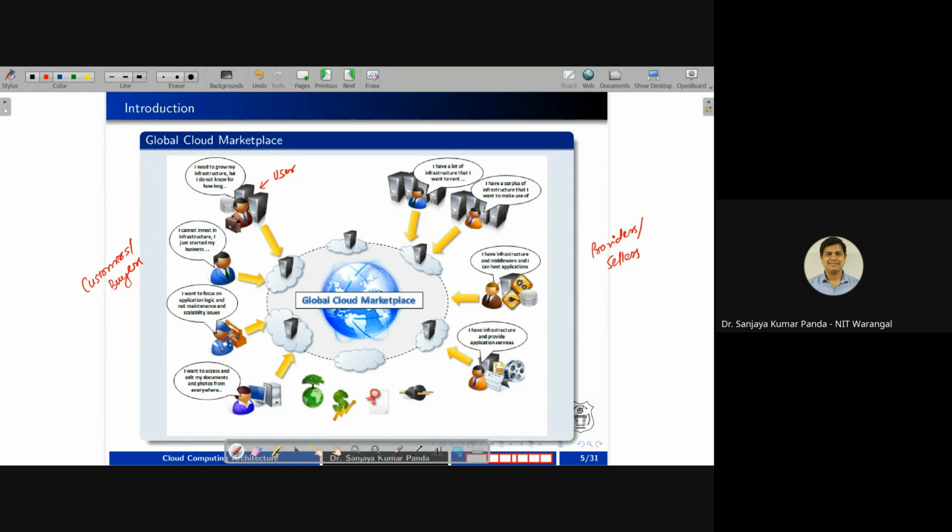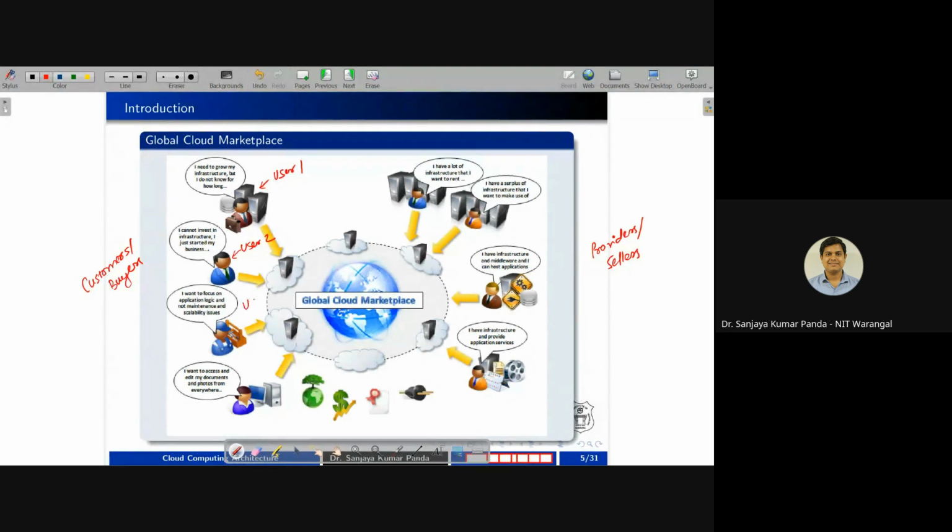Similarly, if you talk about the second user, I can say this is user one, this is user two. User two is saying, I cannot invest in the infrastructure. I just started my business. Whenever we start a new business or startup, we have scarcity of budget. We don't have sufficient money, right? So we cannot purchase the infrastructure. If somebody asks you to purchase a server of 10 lakhs, you are not going to purchase it, right? So the solution can be provided by the cloud marketplace, right?